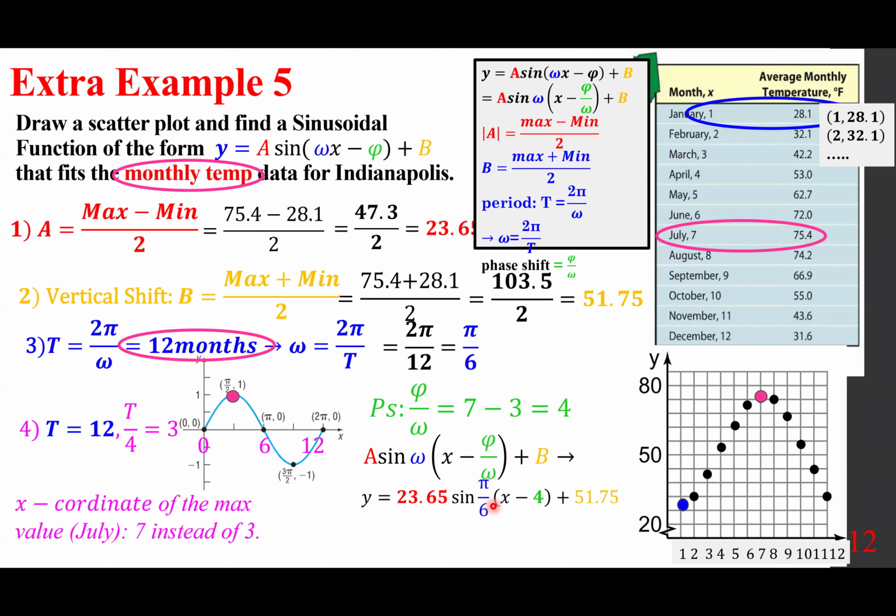Now, this is fine, but if they want you to distribute this, you get y equals 23.65 sine of, you put it inside, you get pi over 6 times x, and minus 4 pi over 6 or minus 2 pi over 3 plus 51.75.